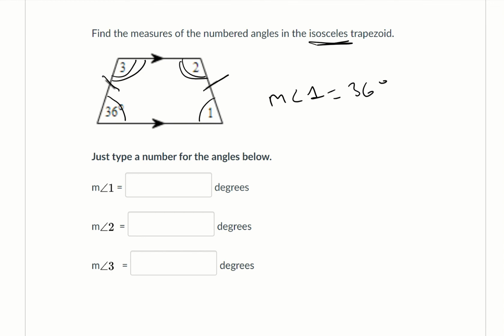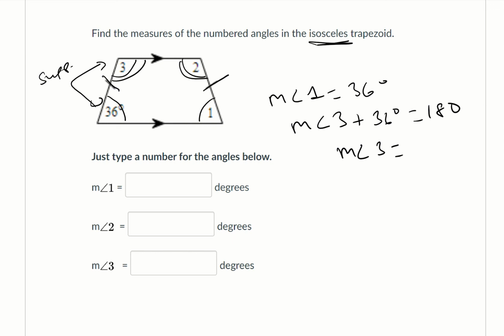And remember that the consecutive angles here add up to 180. They're supplementary. So you can find angle 3 if you know the other angle. Those have to add up to 180. So the measure of angle 3 is 180 minus 36, which is going to be 134. Well, it should be 144. And so this is 144, which means that this is 144. So we got all the angles here, and this is 36.